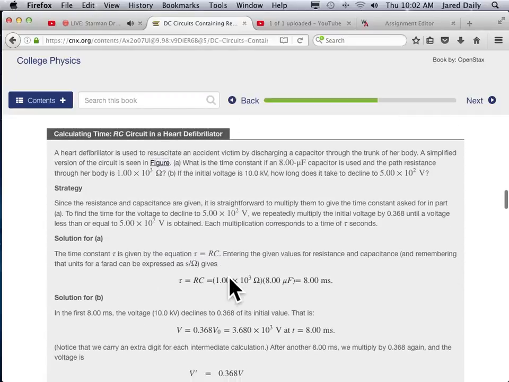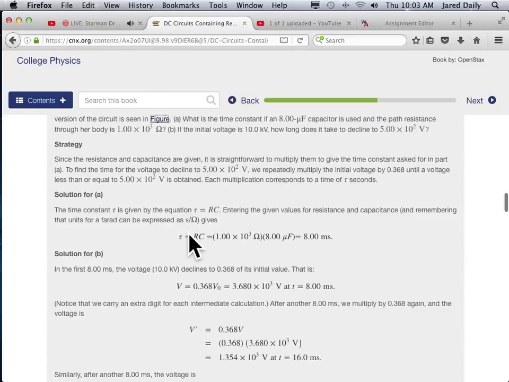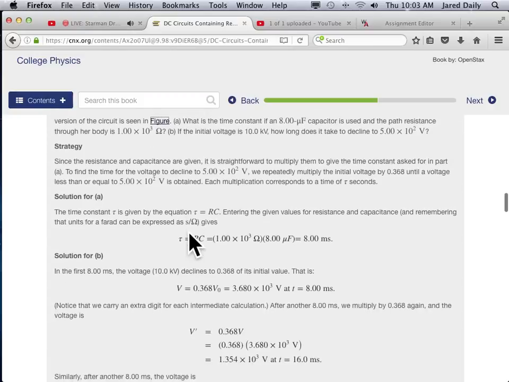So in this case, in the heart defibrillator, we have a certain amount of time that we want to apply our charge in, or let's see here. Well, they give us, but they've given us the resistance and the capacitance actually here, it looks like, and they want us to calculate the time constant, first of all. Time constant is R times C, of course. That's 8 milliseconds.